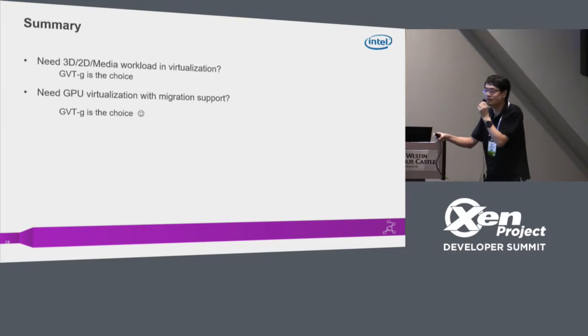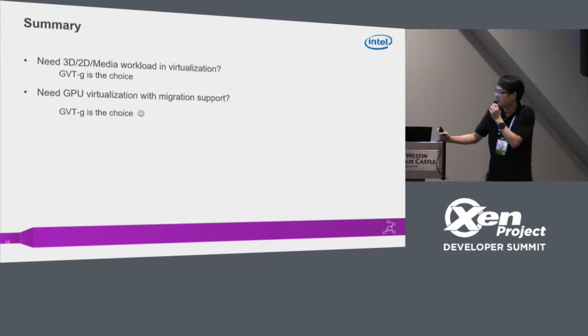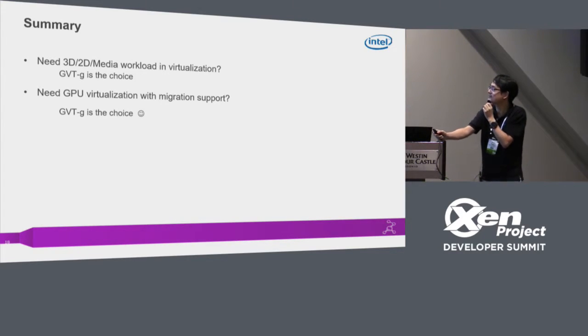So, if there is a guest that needs to run 3D or 2D or media workloads in a virtualization environment, then GVT-g is one of the choices. Furthermore, if you want to support live migration, I think GVT-g is a very good choice to try.